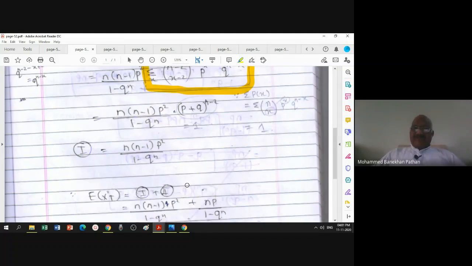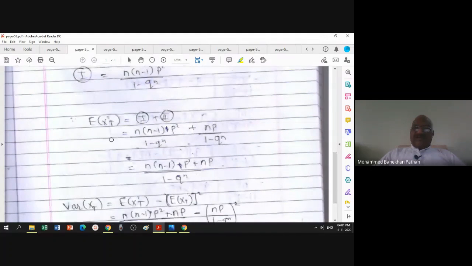Now after this, we write the expected value of x square as the first plus second. The first expression we derived, we put it here, plus the second is nothing but the mean of the truncated, which we already got: np divided by 1 minus q raised to n. So this has a common LCM, you can add the numerators. So I got the expected value of x square in this form.